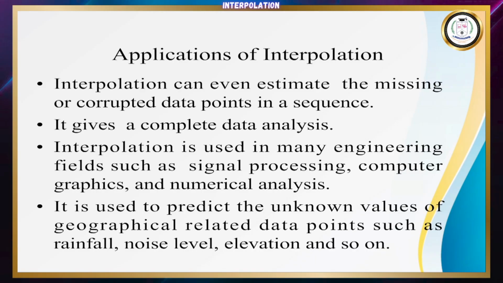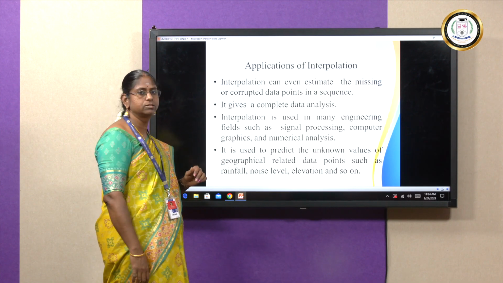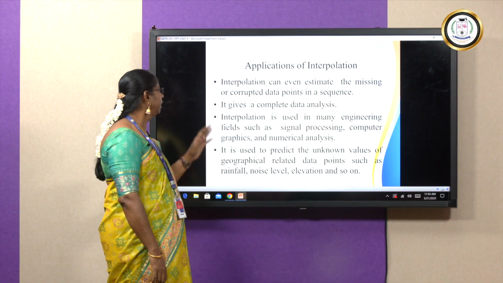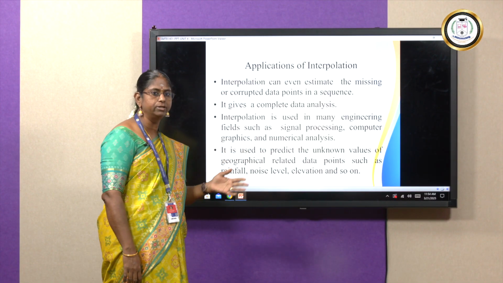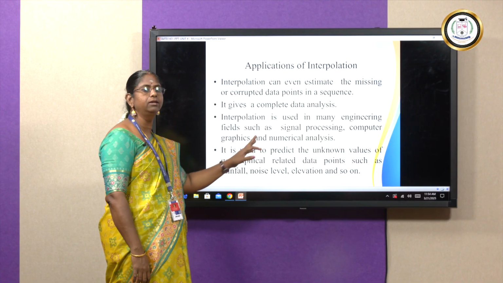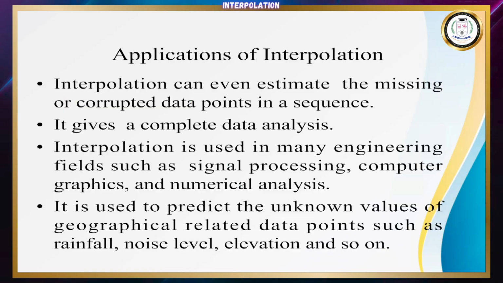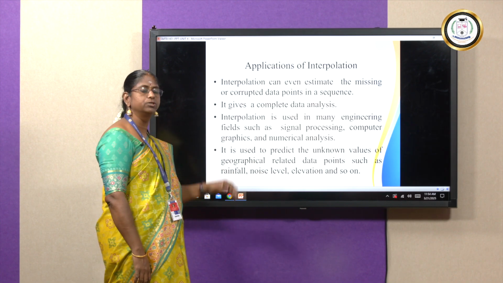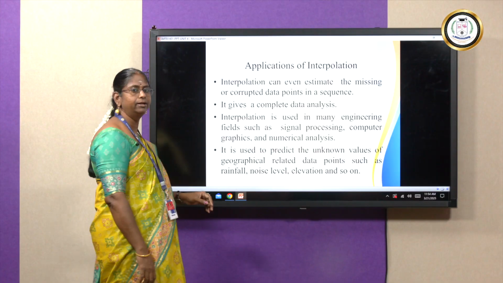The applications of interpolation: interpolation can even estimate the missing or corrupted data points in a sequence. It gives the total or complete data analysis. Interpolation is used in many engineering fields such as signal processing, computer graphics, and numerical analysis. It is used to predict the unknown values of geographical related data points such as rainfall, noise level, elevation, and so on. So these are the applications of interpolation.